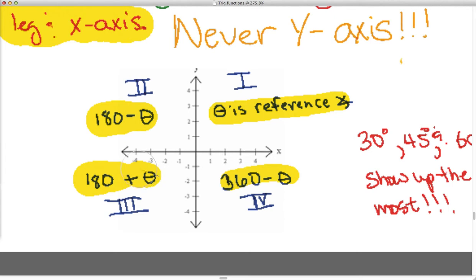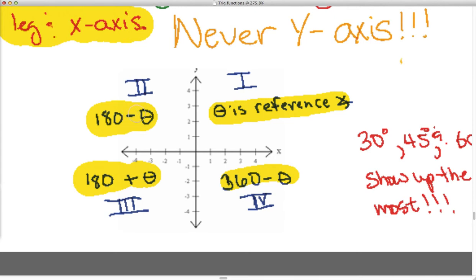Okay, so if I'm looking for a reference angle, for instance, I think I have these two backwards, don't I? I've been working since 5 a.m. I'm sorry. It's 4 hours in, or 3 hours in.